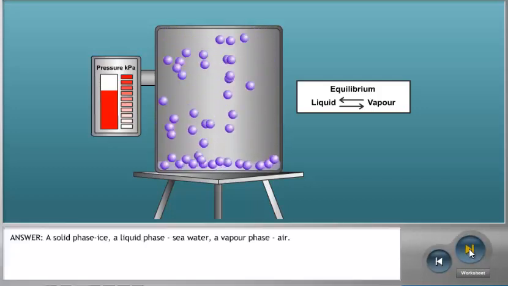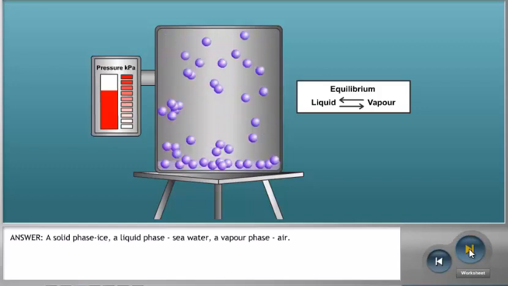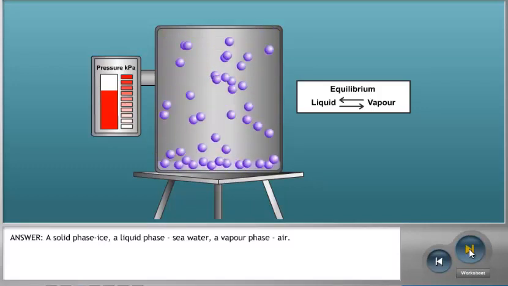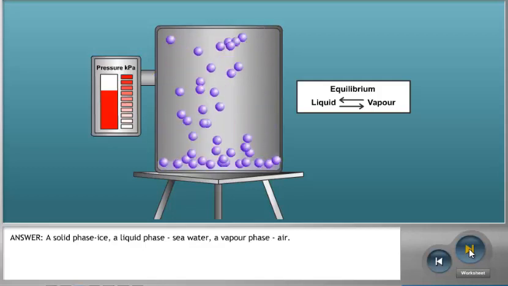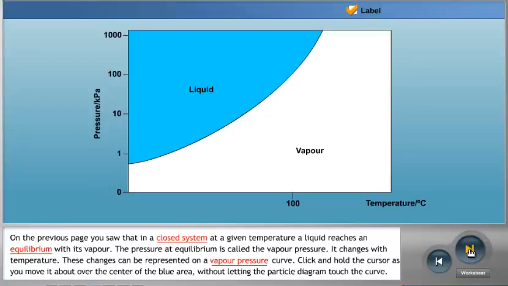Answer: a solid phase, ice; a liquid phase, seawater; a vapor phase, air. On the previous page, you saw that in a closed system at a given temperature, a liquid reaches an equilibrium with its vapor. The pressure at equilibrium is called the vapor pressure. It changes with temperature. These changes can be represented on a vapor pressure curve.